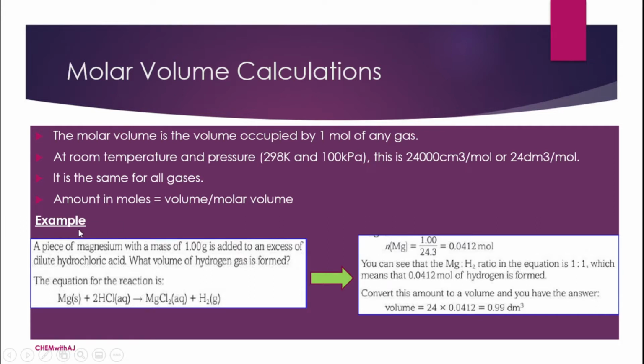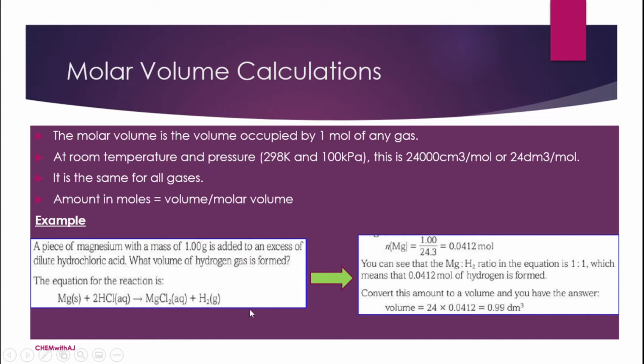In this example, a piece of magnesium mass 1 gram is added to excess dilute hydrochloric acid. What is the volume of gas formed? Hydrogen gas formed. The equation they have given is the balanced equation. Then we first have to calculate the moles of magnesium. That is the limiting reagent. So we calculate the moles of magnesium. That is 1 over the molar mass, which we can find using the periodic table, is 24.3. 1 over 24.3 gives us this amount in moles of magnesium.